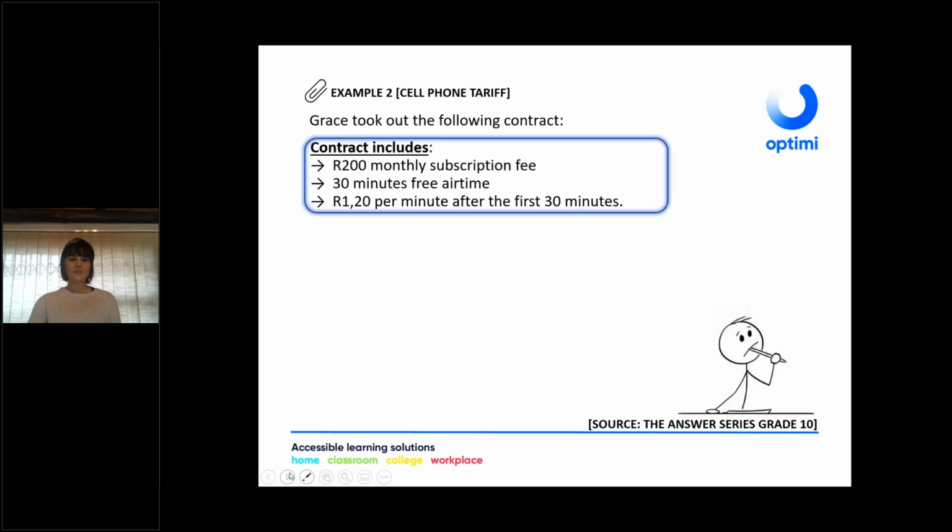Okay, at this point, I would like to look at the next example. Now, the second example is going to be on cell phone tariff systems. The question reads, Grace took out the following contract. The contract includes a 200 rand monthly subscription fee, 30 minutes free airtime, and then 1 rand 20 cents per minute after the first 30 minutes. So it is quite simple, and I would like to continue with our first question.